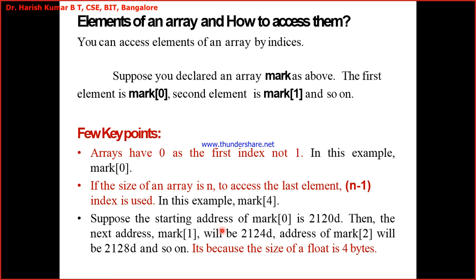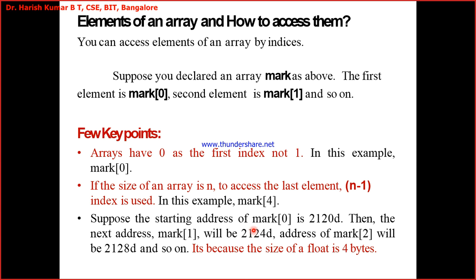Suppose the starting address of mark 0 is 2120. Then the next address would be 2124. Now you can tell by looking at these addresses. You can access the first element of the array by using mark of 0, the 0th index. If the starting address of this array is 2120, what will be the address of the next element? They are stored sequentially, so 2124. By looking at this address range, you can tell how many bit processor it is.